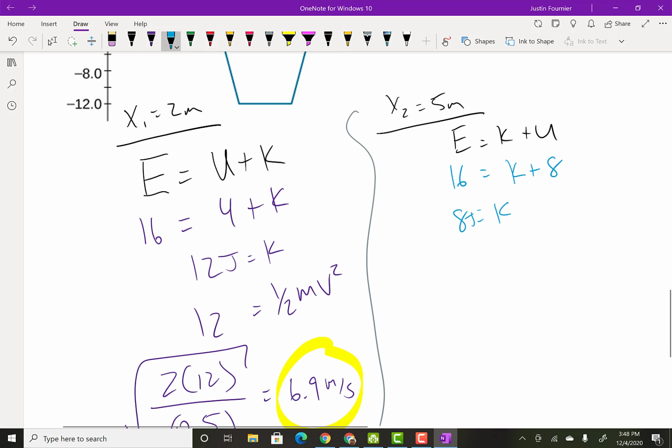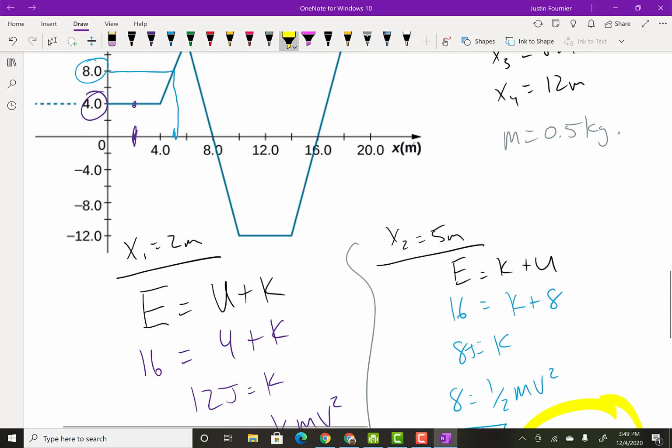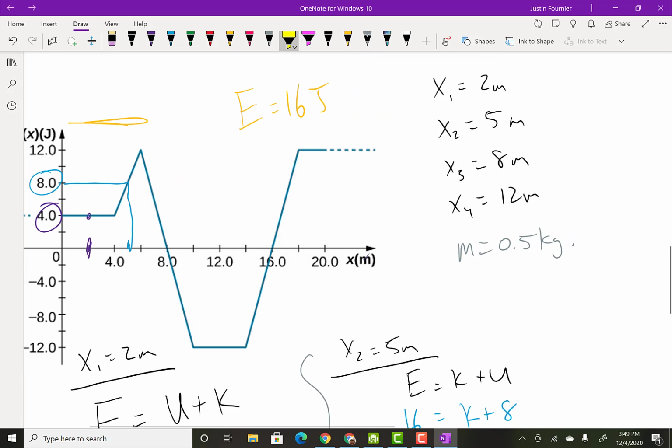But again, they want the speed, so 8 equals the equation for kinetic energy, 1/2 mv squared. So it's going to be 2 times 8 divided by 0.5. Take the square root. That's going to be my speed. So that's 16 divided by 0.5. Square root of that is 5.7 meters per second. So that's for that one. Let's keep going here.